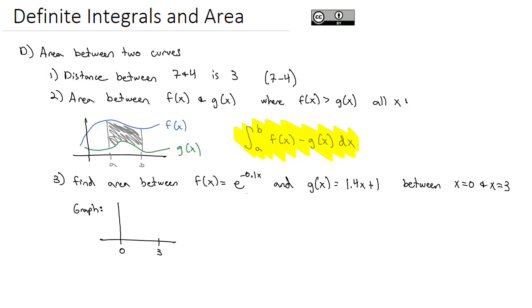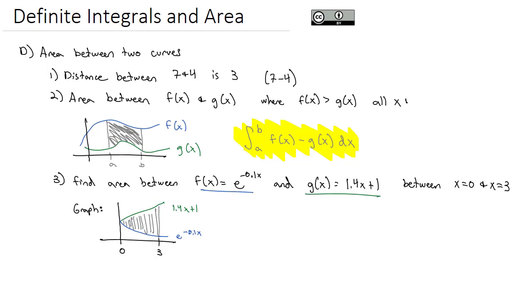Well, if I go onto an online calculator like Desmos.com, and graph e to the negative 0.1x, I'll see it starts here and comes down. That is the e to the negative 0.1x. And if I were to graph the g of x function, that's going to start here and come up. That's the 1.4x plus 1, which means in this example, the higher function is the 1.4x plus 1. And then we're going to subtract the bottom function, which is e to the negative 0.1x.